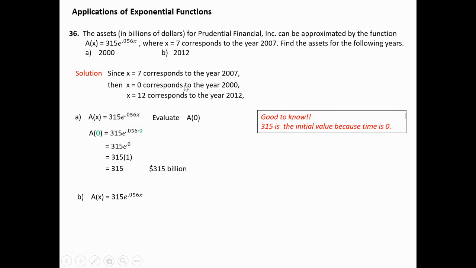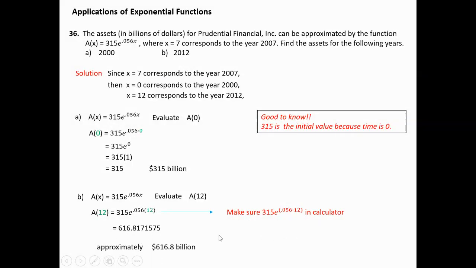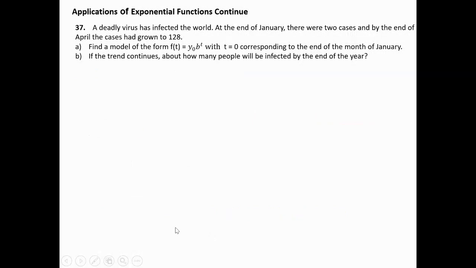So for B, we have to evaluate at x equals 12. A at 12, we plug in 12, so this is my solution. Again, make sure that the exponent will be 0.056 times 12 in the calculator. And that's your answer, guys. So it'll be something like $616.8 billion.